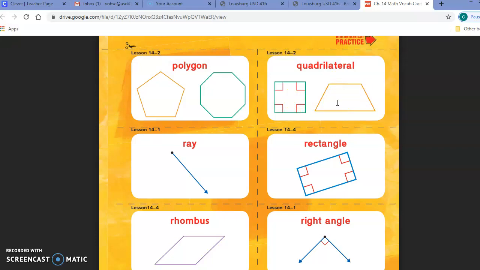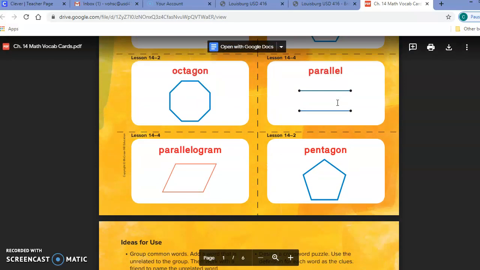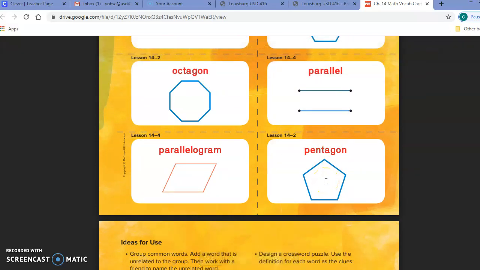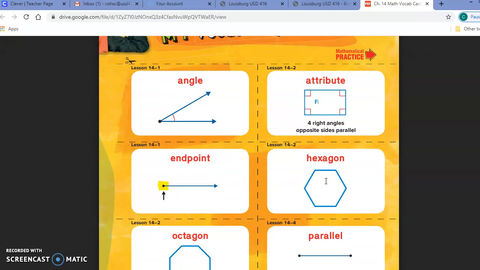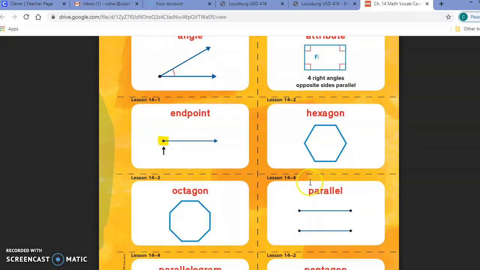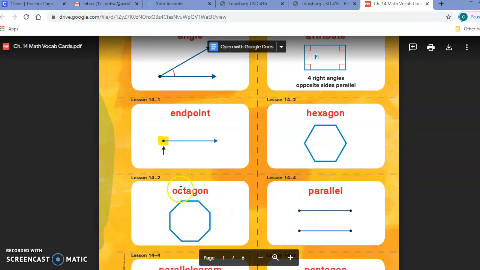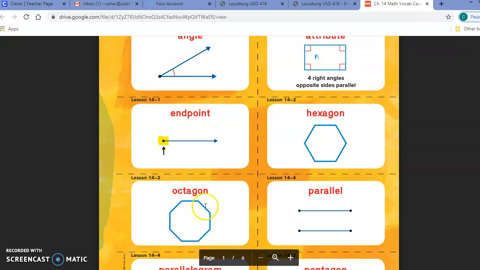We're also going to get to talk about a pentagon. Penta means 5, so a pentagon has 5 sides and 5 angles. We also have a hexagon. Hex means 6, so we have 6 sides and 6 angles on our hexagon. And then an octagon. Octa means 8, so we know it has 8 sides and 8 angles. So all of those shapes are going to come out in lesson 2 this week.